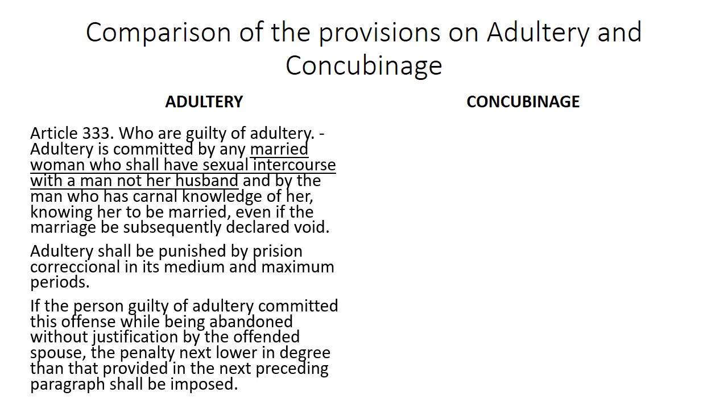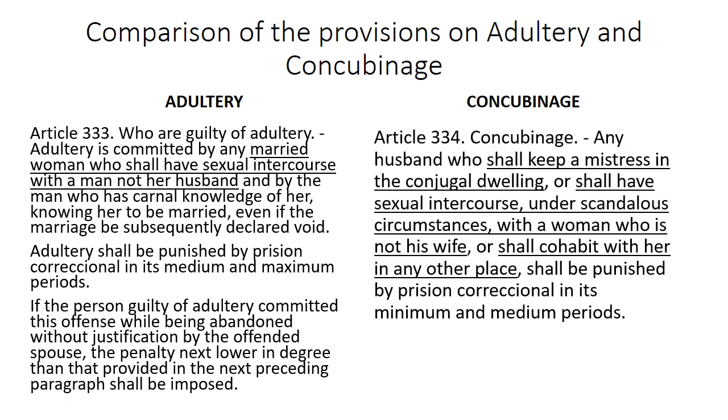For the crime of concubinage, this is the provision. Article 334, concubinage. Any husband who shall keep a mistress in the conjugal dwelling, or shall have sexual intercourse under scandalous circumstances with a woman who is not his wife, or shall cohabit with her in any other place, shall be punished by prisión correccional in its minimum and medium periods. The concubine shall suffer the penalty of destierro.